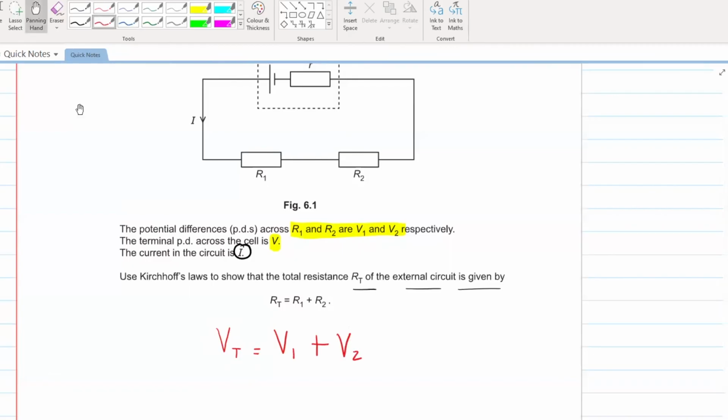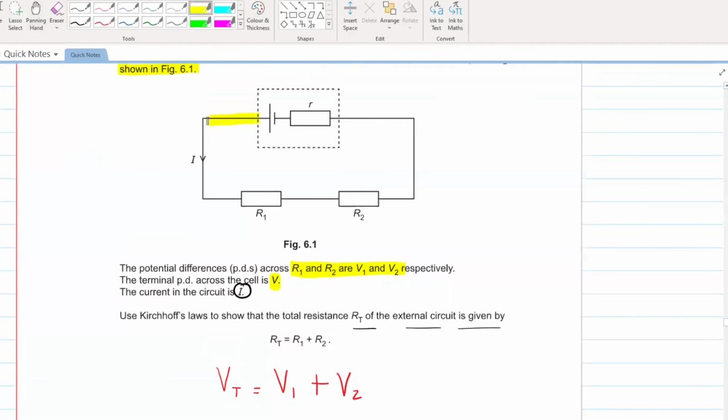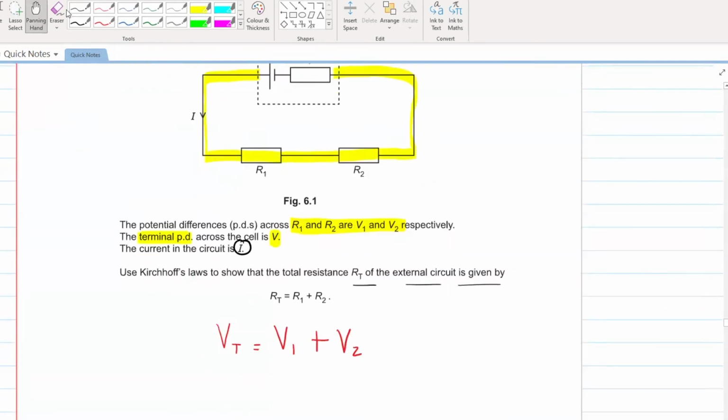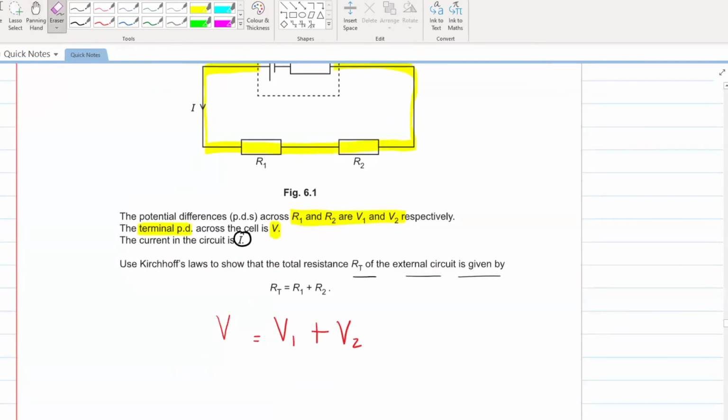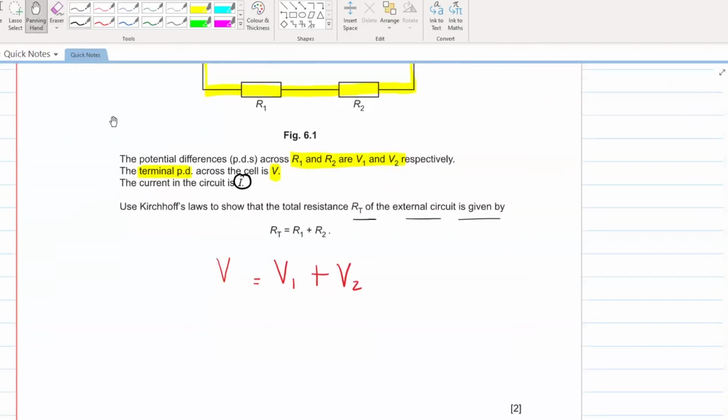The total voltage in the circuit, that is also known as what? The total voltage in the external circuit is also known as terminal potential difference. This V is equal to what? V1 plus V2. How can you represent the total voltage? You can represent the total voltage by current into total resistance.